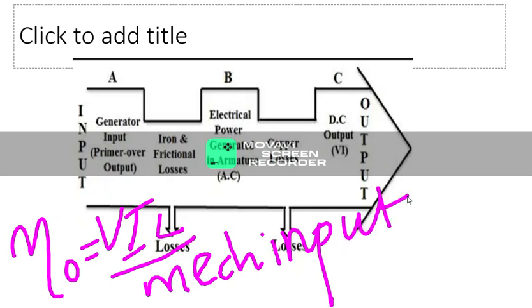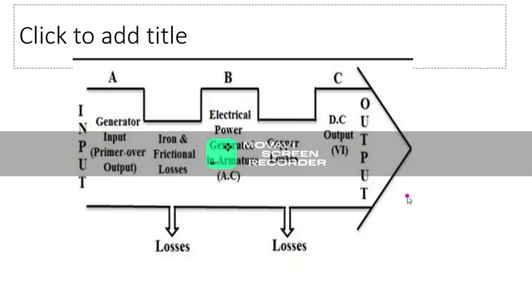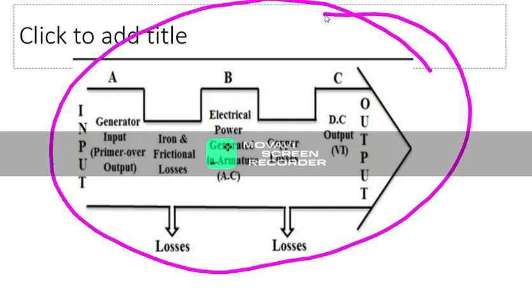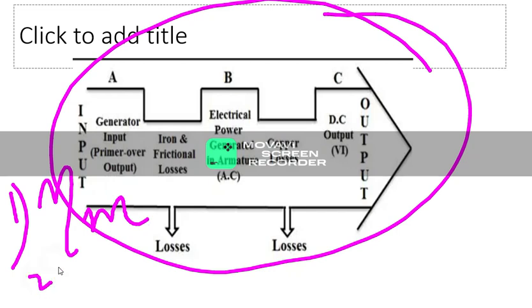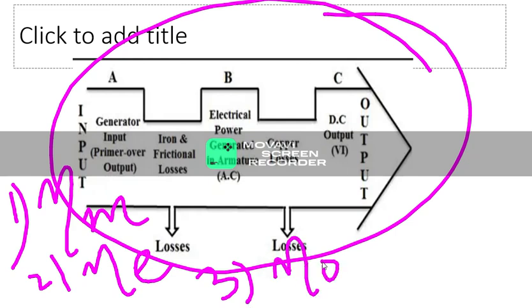So this is the power flow diagram of a DC generator. If it is asked in the exam, you should draw this diagram very neatly and mention three efficiencies. One is mechanical efficiency, the second is electrical efficiency, and the third is overall efficiency or commercial efficiency. Thank you.